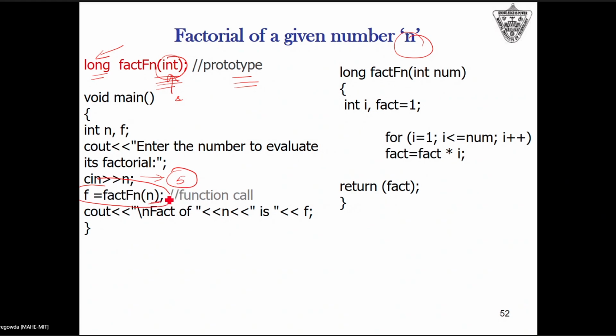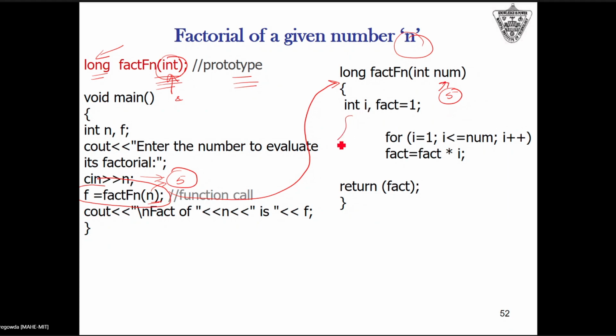So whenever this function call is encountered by the compiler, the program execution is transferred to the user defined function called fact fn. This is the argument which you are passing to the function. This argument has a value 5, and this 5 is copied into the formal parameter num, so that the variable num will hold the value 5.